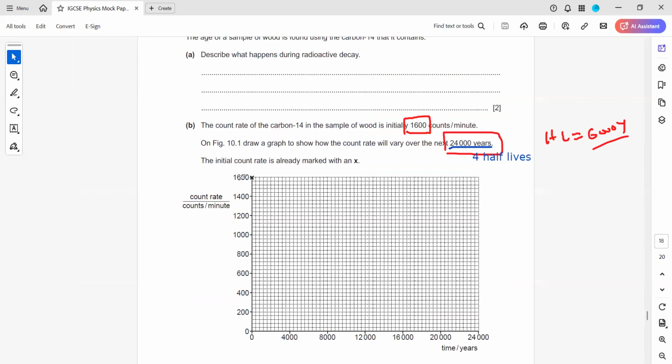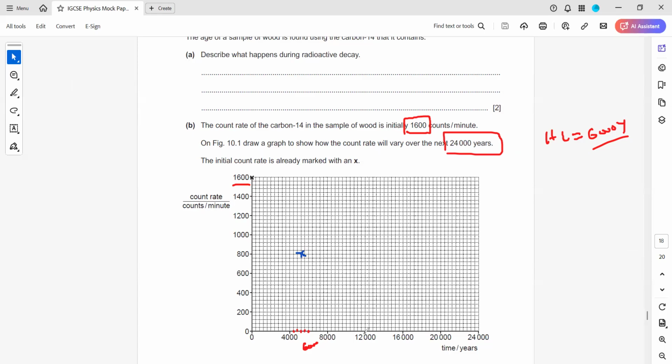So this is the first one. What is half of 1600? Half of 1600 will be 800. So after 6,000 years, 10 boxes equals 4,000. So each box is representing 400. So this will be 4,400, 4,800, 5,200, 5,600, and this will be 6,000. So at 6,000 years, we'll have this.